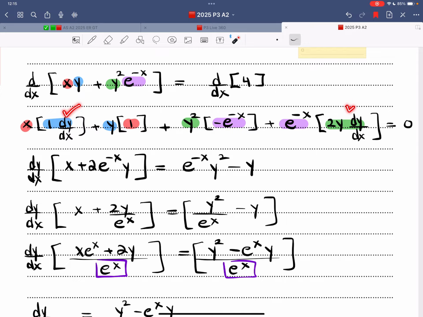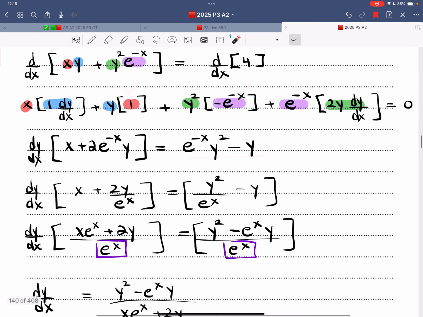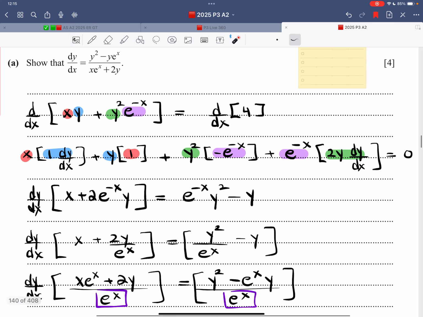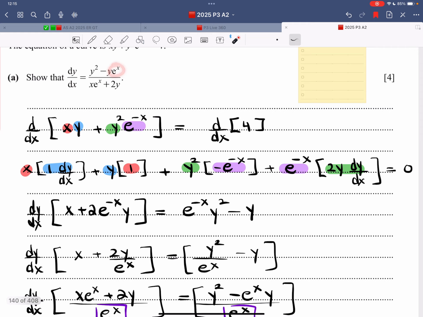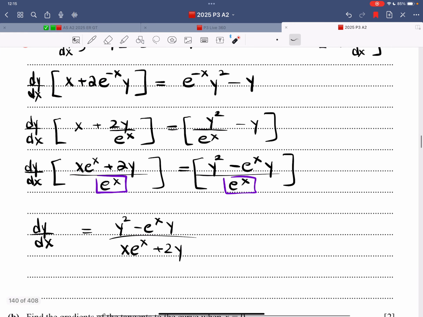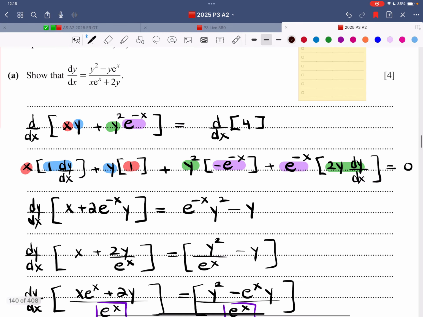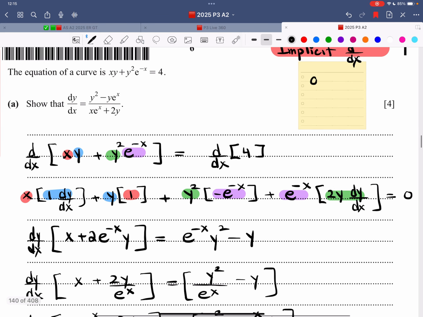Pick this term, put it on one side. So this is x over here, and this is 2ye minus x. Then everything without the dy by dx, take it to the other side. So now over here, look at the answer. It does not have e minus x. It has e power x. How is that possible? That is possible because of indices. So the special thing in this one is indices.